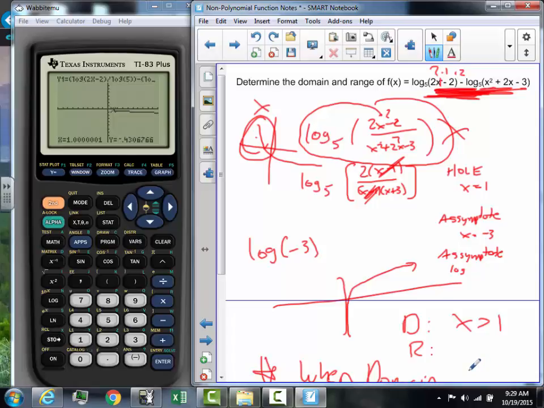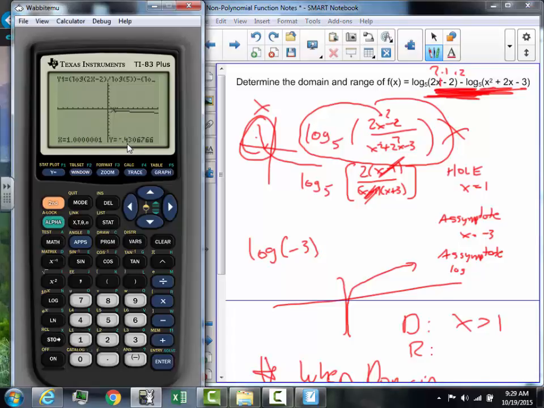Any thoughts as to how to try to figure out the range? What was that? It might be less than 0. Am I completely confident of that? Because when I typed in 1.000001, it gave me negative 0.43. Maybe it's a little lower than 0.